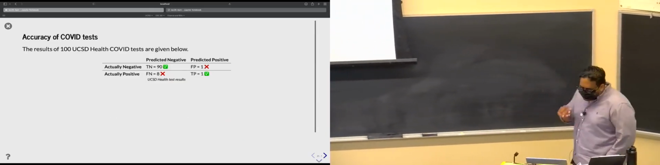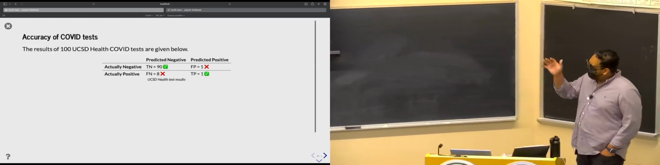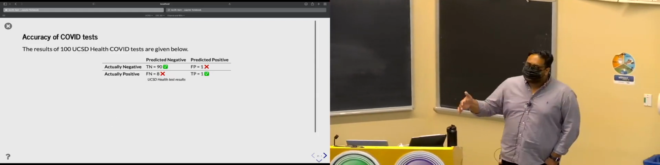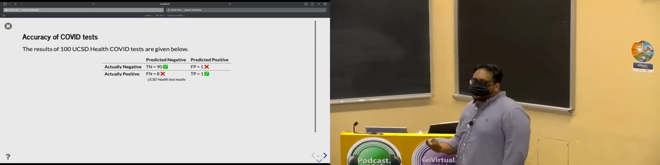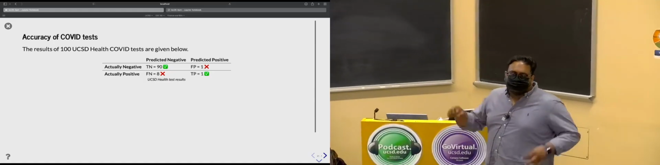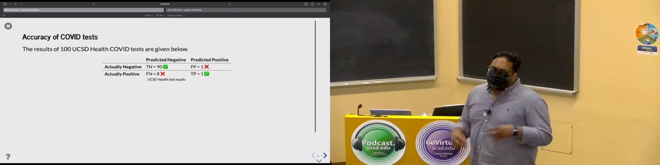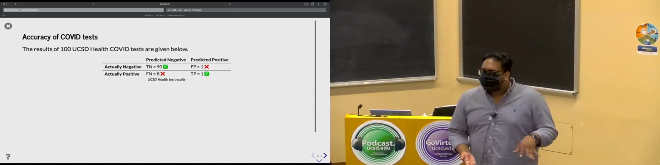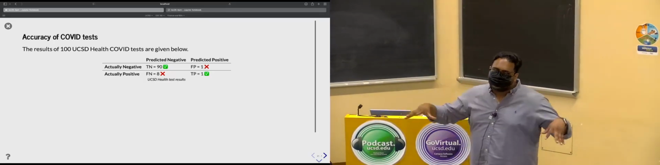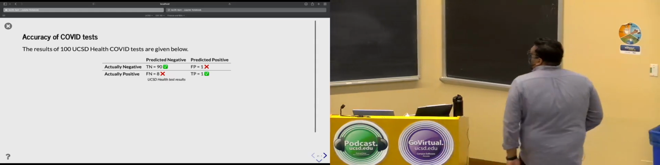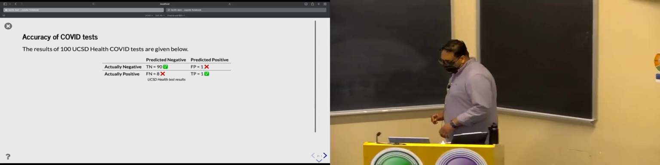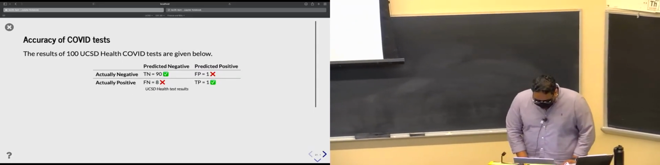Let's pretend we somehow have access to the results of UCSD Health's COVID tests. Note that in practice, it might be hard to actually collect this data because we would need to know if someone actually has COVID. But to do that, you would need to take a test, and the test has error. Right? But let's just suppose we somehow are able to see whether or not you truly have COVID in your body. Okay? And here are the results summarized in a confusion matrix.